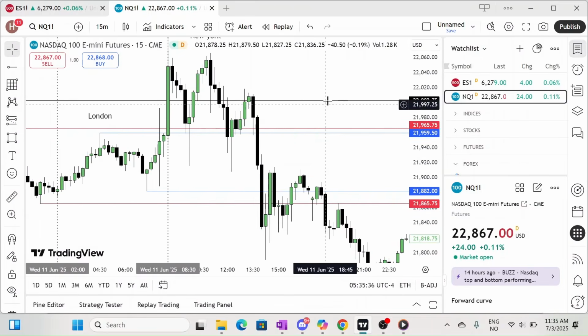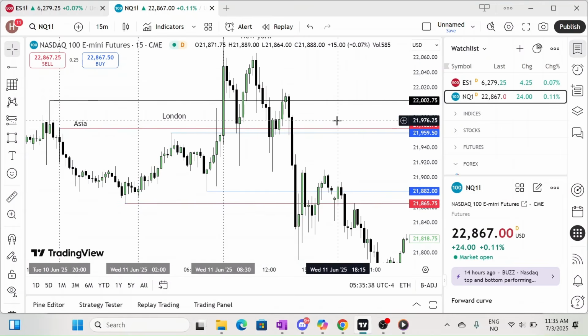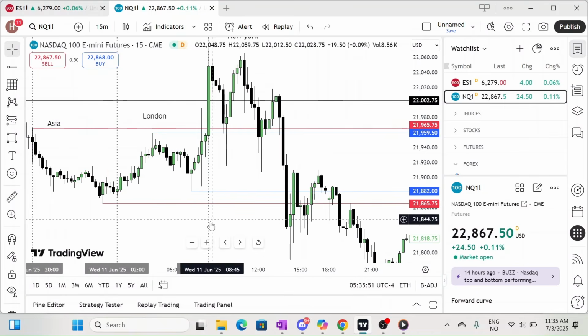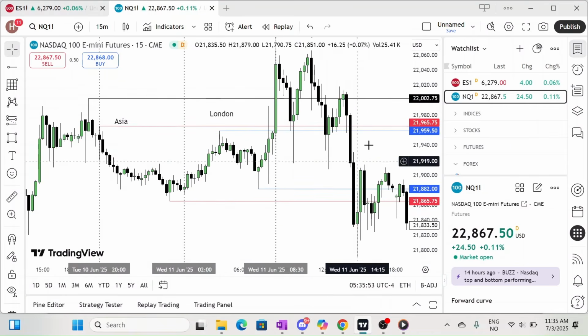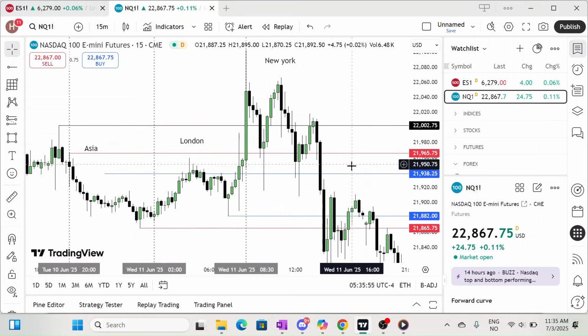And to be honest, this is just how I use this every day to find my bias. If you combine this with some other confluence like order blocks, equilibrium, and fair value gap, you got a damn profitable strategy. I can promise you that. So that's basically it for the daily profile.